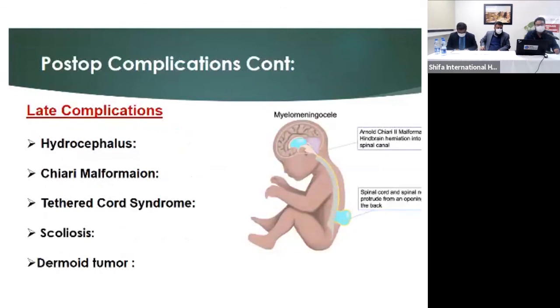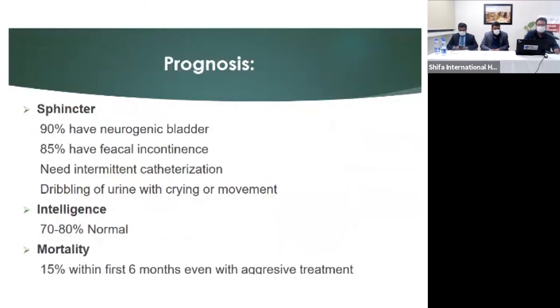Late complications, the most important and common of which is hydrocephalus, include Chiari malformation, tethered cord syndrome, scoliosis, and dermoid tumors. Prognosis of this patient: because there is multiple systemic involvement, the prognosis is not so good. 90% of the patients have neurogenic bladder, and 85% have fecal incontinence and dribbling of urine with crying or movement. 70 to 80% have normal intelligence. The mortality rate is 15% within the first 6 months, even with aggressive treatment.